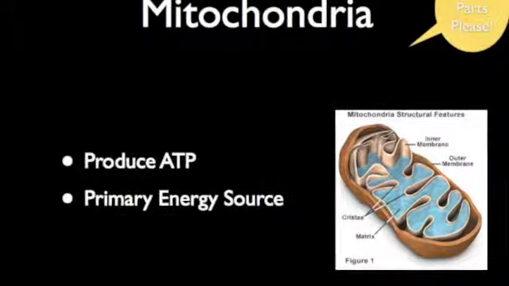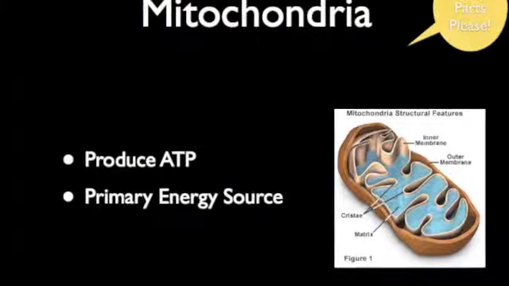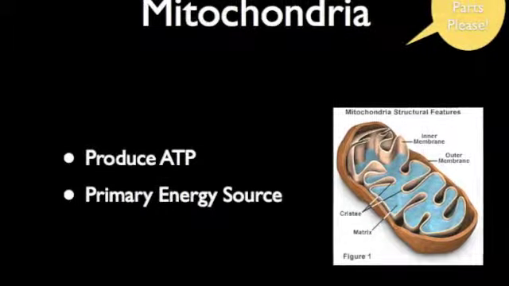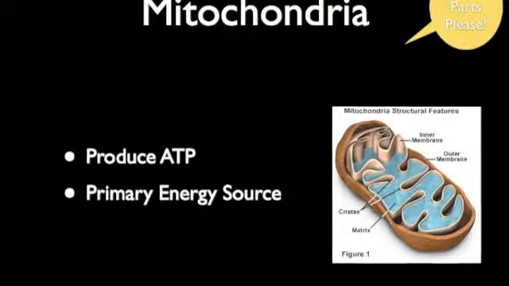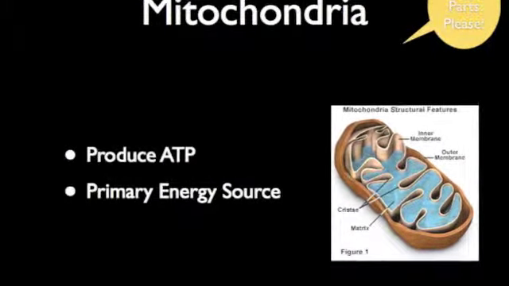The mitochondria produce ATP, the body's primary energy source, through aerobic cellular respiration. They are only found in plant cells.